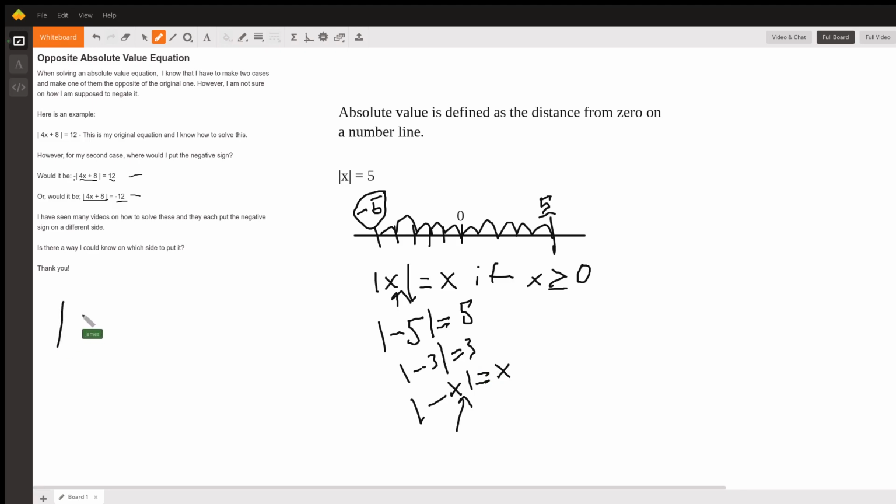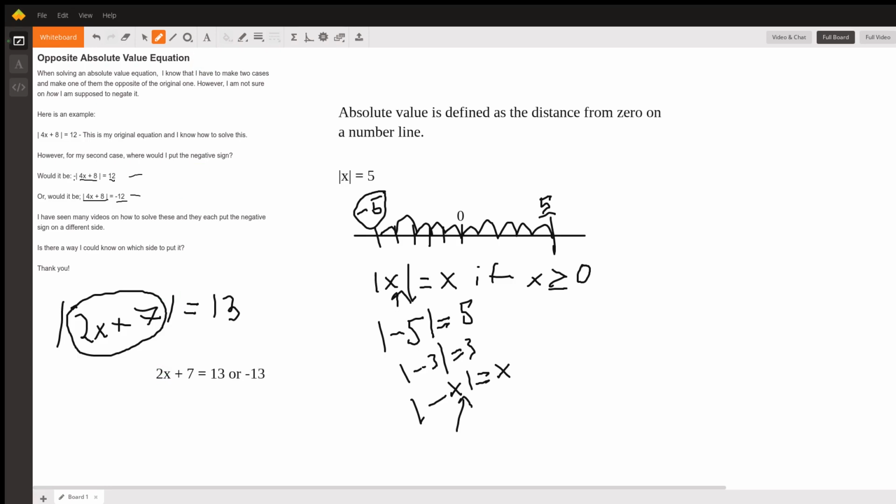For your example, I'll just use a slightly different one. Let's say we have the absolute value of 2x plus 7 equals 13. So when will this absolute value be equal to 13? Whatever's in here, 2x plus 7, needs to equal, there's two options. It can equal 13 or negative 13.